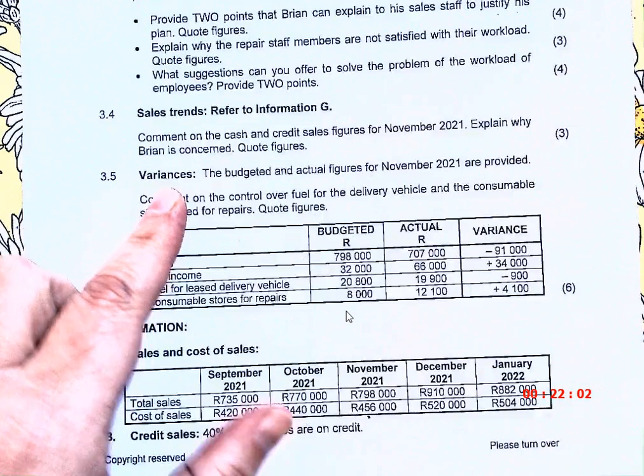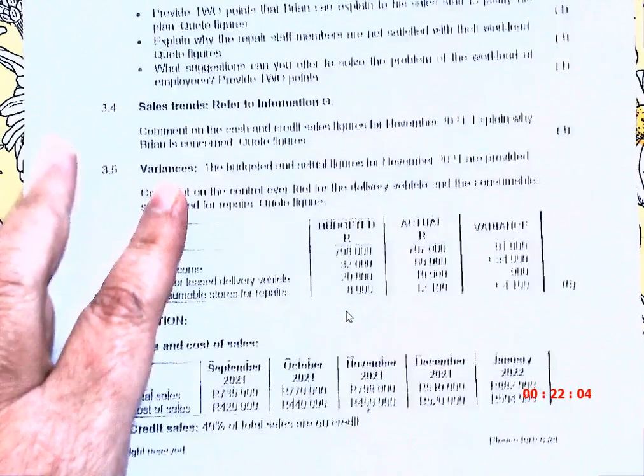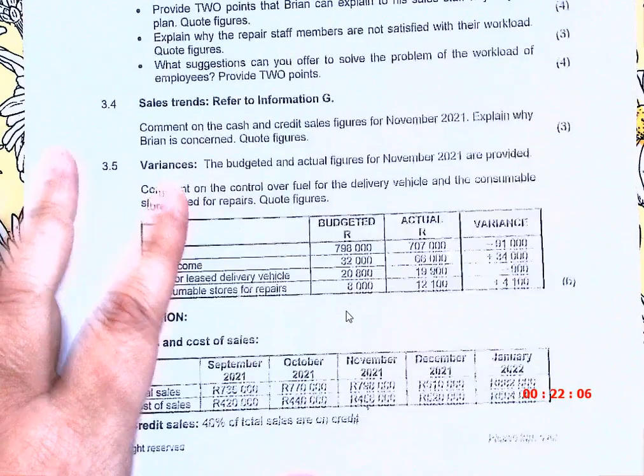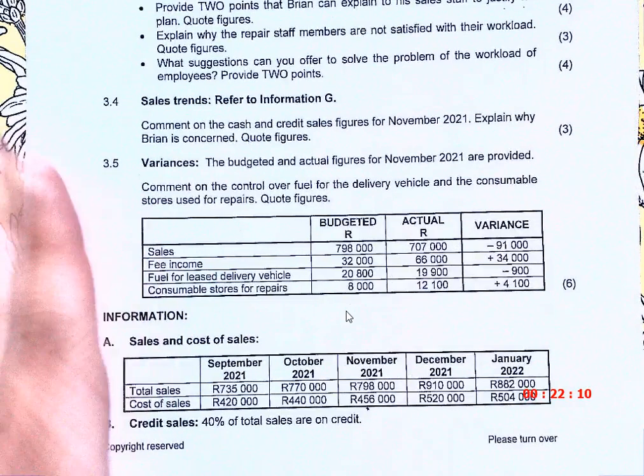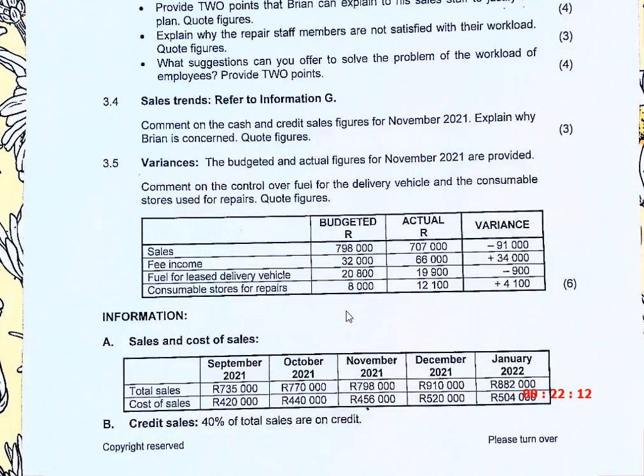Okay, 3.5, variances. The budget and actual figures for November are provided. Comment on the control over fuel for the delivery vehicle and the consumable stores used for repairs.